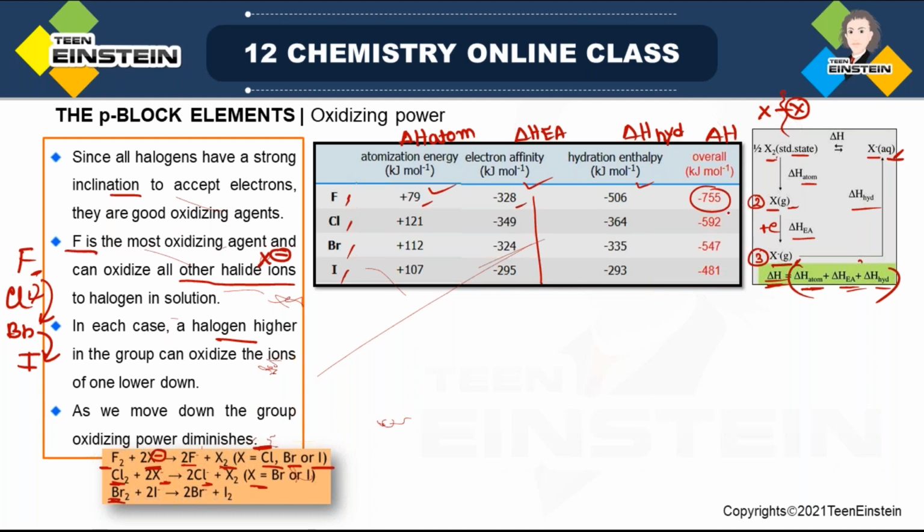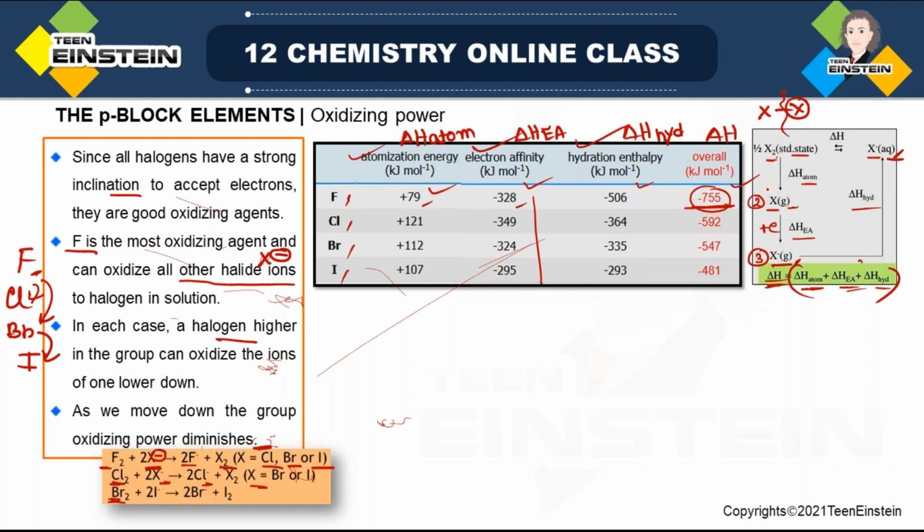Now look at the overall delta H value. It is most negative in the case of fluorine, minus 755. That is the reason fluorine is the strongest oxidizing agent compared to the other three, because this is the overall effect. So if it is asked why the oxidizing power of fluorine is high, it is basically dependent on all these three factors, because this value, which ultimately decides the oxidation power, is a combination of all these three enthalpies.